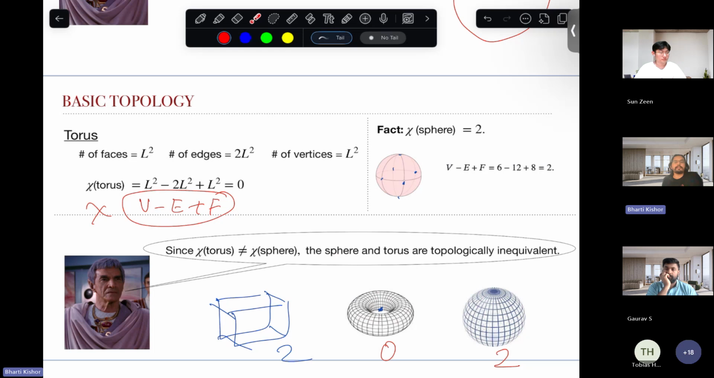On the other hand, you can do it for a coffee mug. For the coffee mug, you can do the cellulation and calculate the quantity, and you will get 0 again. So that will tell you that the coffee mug and torus are topologically equivalent. But a torus and a sphere are not topologically equivalent. Or a coffee mug and a sphere are not topologically equivalent. But a sphere and a cube are topologically equivalent. And so on. You can play this game.